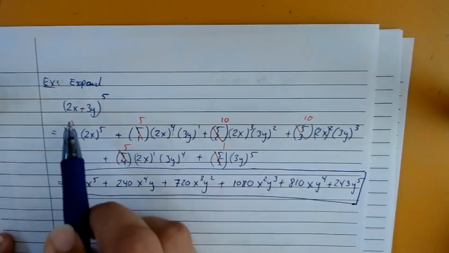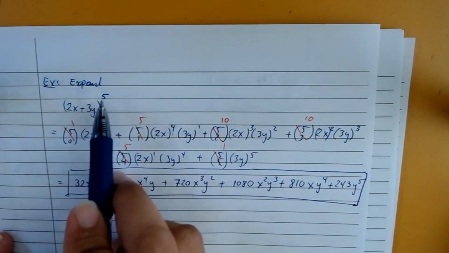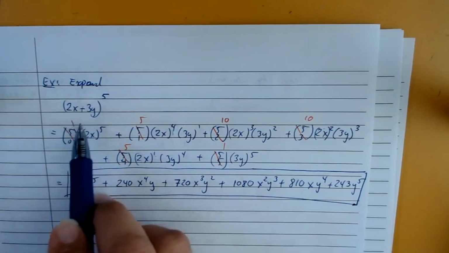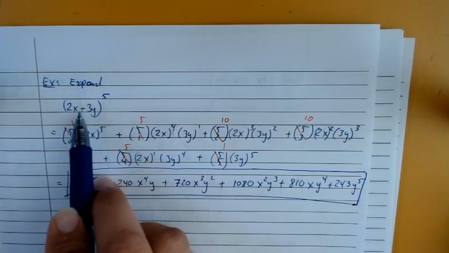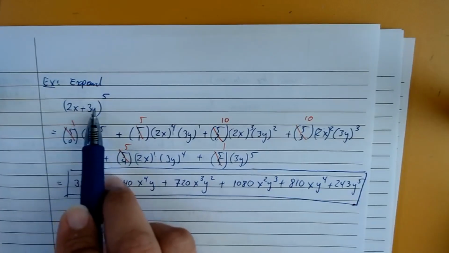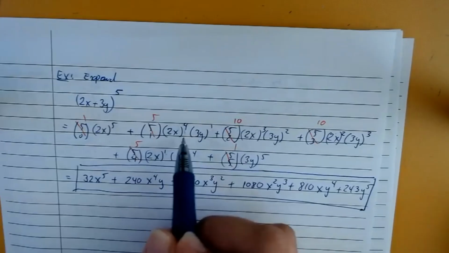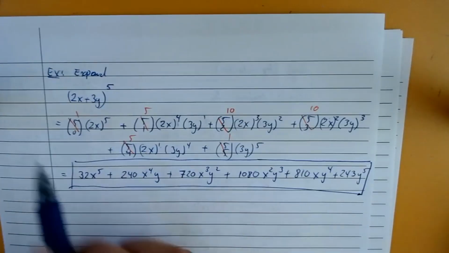This will work for any binomial raised to any counting number as its power. So the sum of two terms. If you have the difference of two terms, just keep the negative as part of this one. If this was, for example, 2x minus 3y, you would just think of that as 2x plus negative 3y. And the negative would follow the 3 throughout the problem. All right? Go ahead and give this a try.